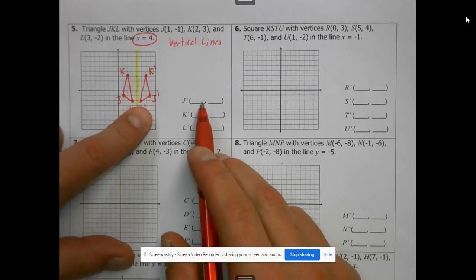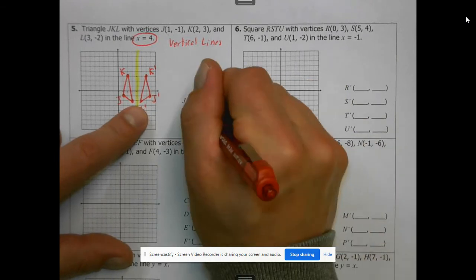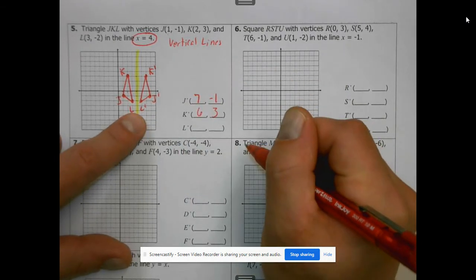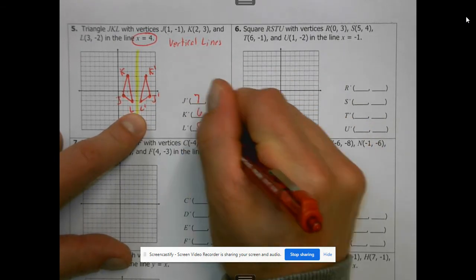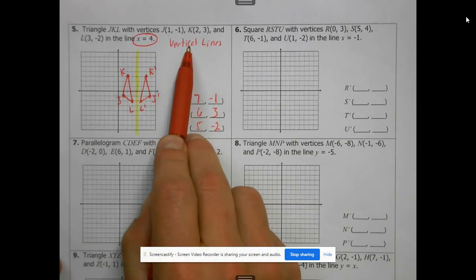J prime was over 7, down 1. K prime was over 6, up 3. And L prime was over 5, down 2. Remember, x equals are vertical lines.